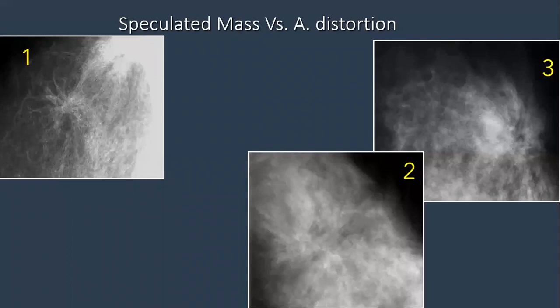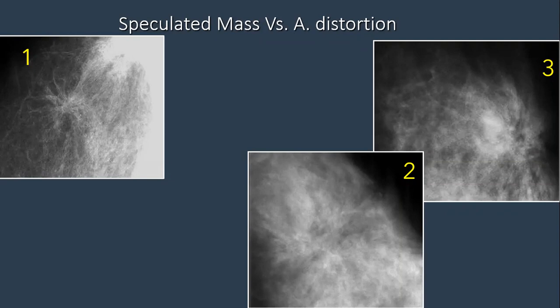Medina, where are you? Abir. Yes, it is architectural distortion. Which line, one? Which number, one? Number two. Number two, architectural distortion. Okay. Number three. I think one is speculated mass. Number three. Abir, you are talking? Who said speculated mass? Abir is talking. Number three is speculated mass.